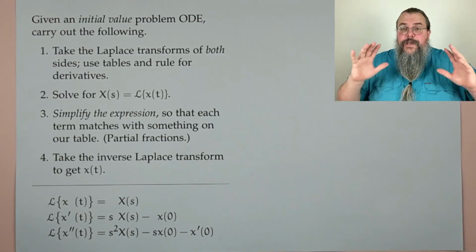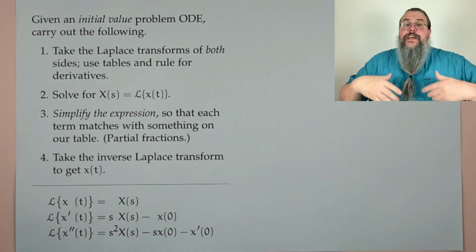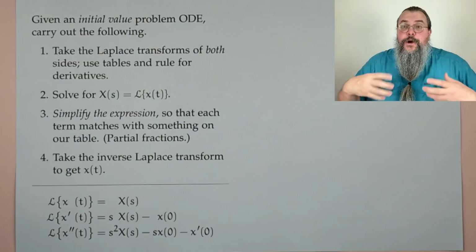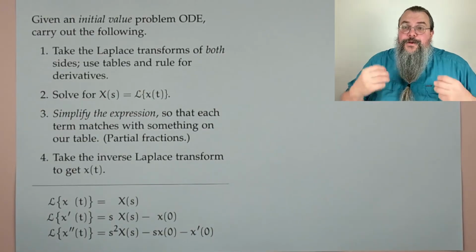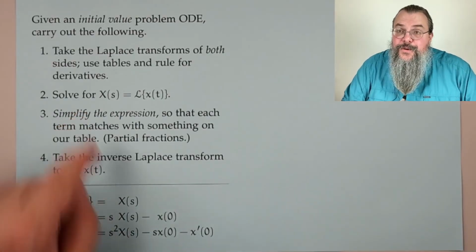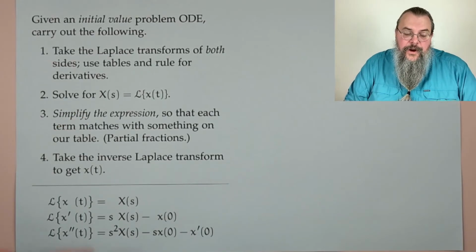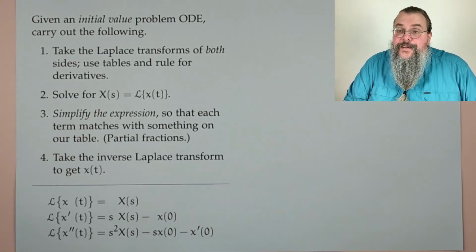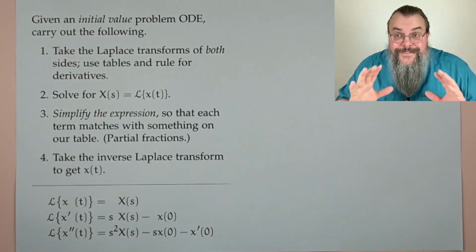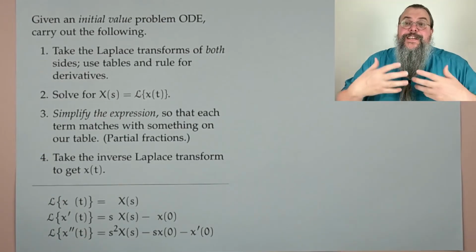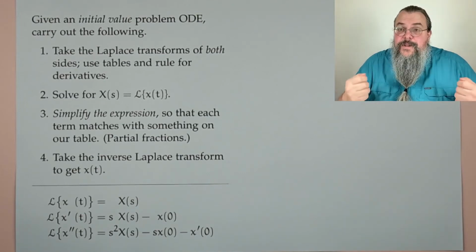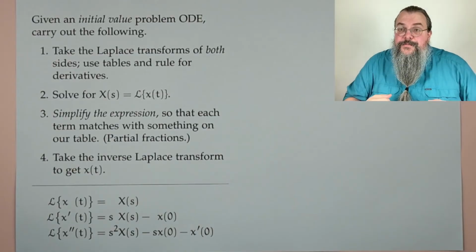All right, so we take the Laplace transform of both sides. In the process of doing that, we're going to have lots of expressions, but because of our rules for derivatives, we'll get down to just X's. Okay, great. Step 2, solve for X. Okay, I've got X by itself. Now what? Well, step 3. Now this is a step that takes some time. Simplify the expression so that each term is something that you recognize from the table.